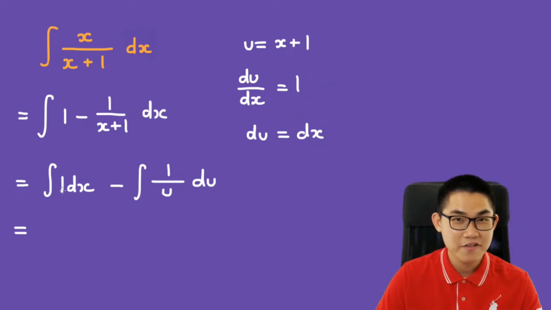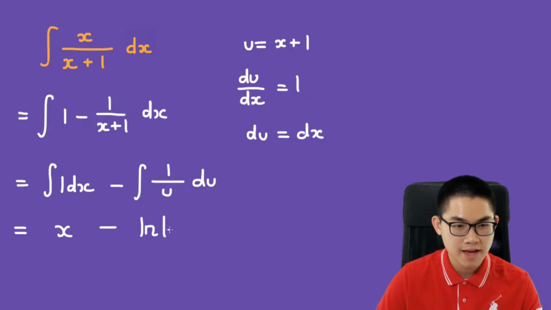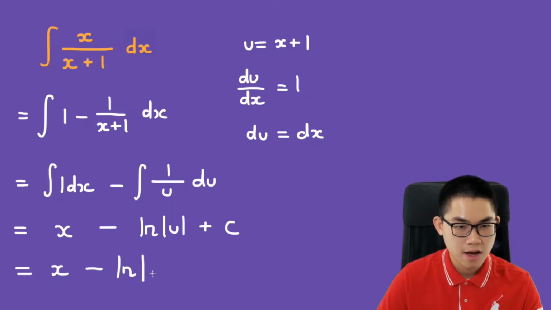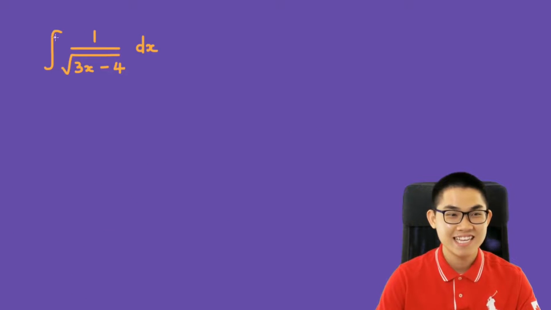The antiderivative of 1 is simply x. And then the antiderivative of 1 over u is the ln of absolute value of u plus c. So we get x minus ln of x plus 1 plus c. And that's it. The integral of 1 over the square root of 3x minus 4 dx.